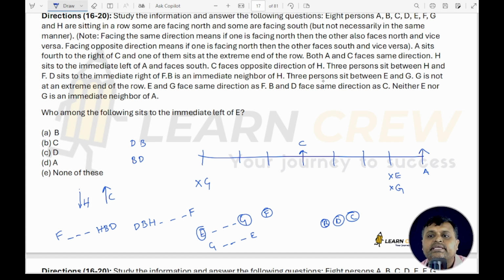And then next thing is D sits to the immediate right of F. So this is the possibility because D is also facing north. B, D, C, and it is given E, G, F are facing the same direction. Now next, E and G face the same direction as F. Next, three persons sit between E and G.